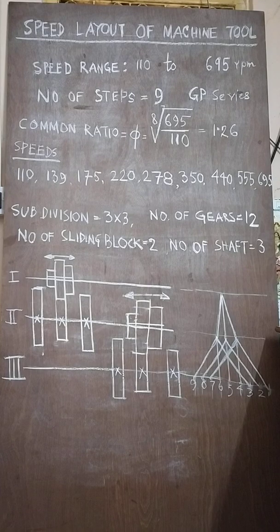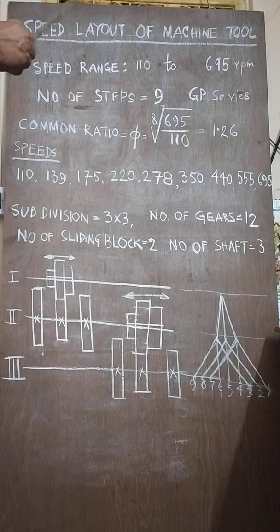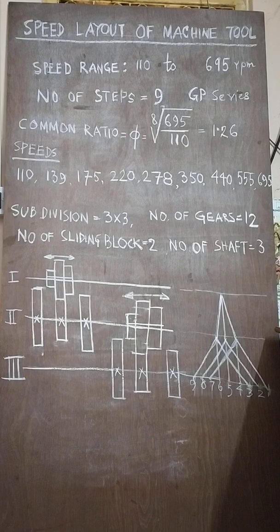This is the subject: speed layout of machine tools. In the last class, we discussed at length the speed range of a machine tool. Now we are going into further detail on how the speed layout is done in the gearbox for different kinds of speeds. In this case study of a particular machine tool, the speed range in the gearbox is from 110 RPM to 695 RPM, and the number of steps has been given as 9.